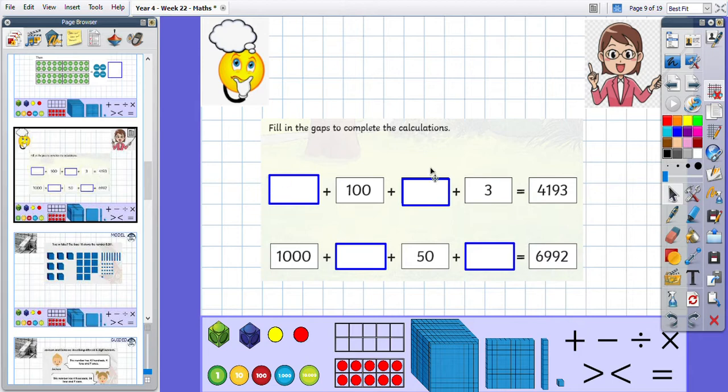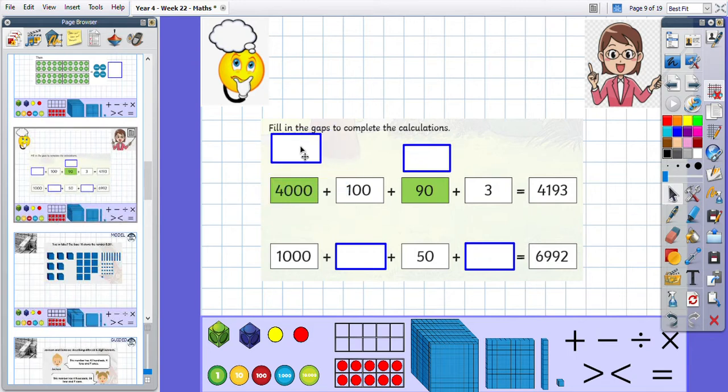Okay, fill in the gaps to complete the calculation. So we've got an end number here, so we want to decompose it into 4 sections. We've got our ones, we've got our hundreds, but our tens and our thousands are hidden. Okay, so have a little look. What might these numbers be? So hopefully you said it was 90 and 4,000.